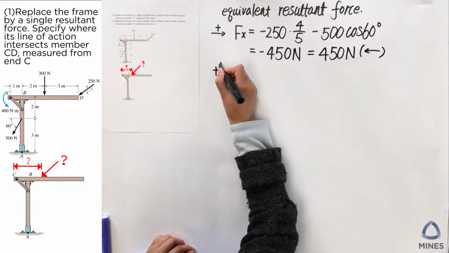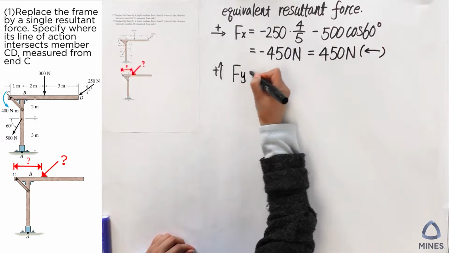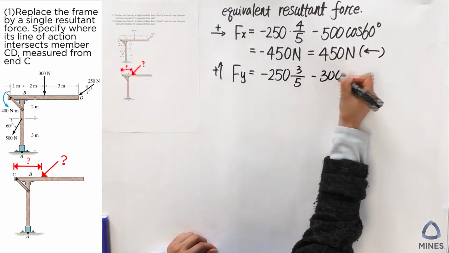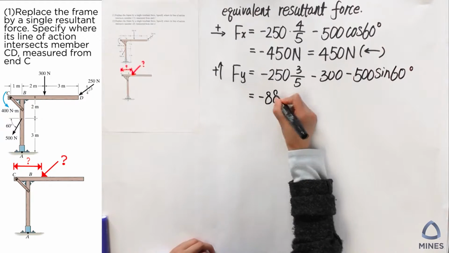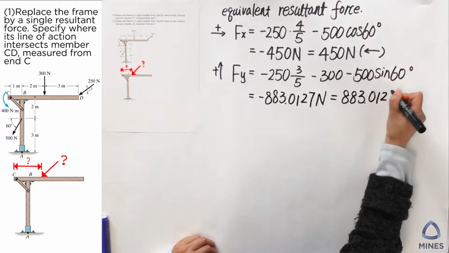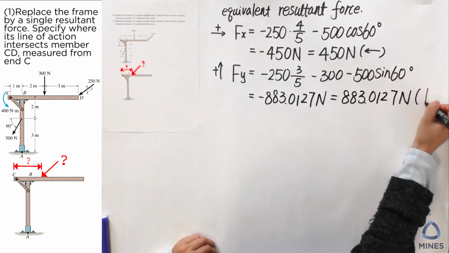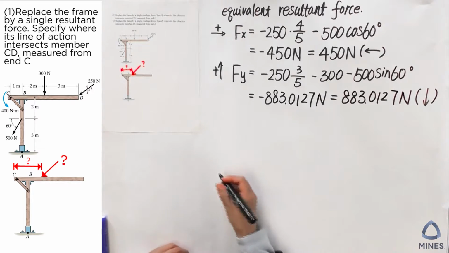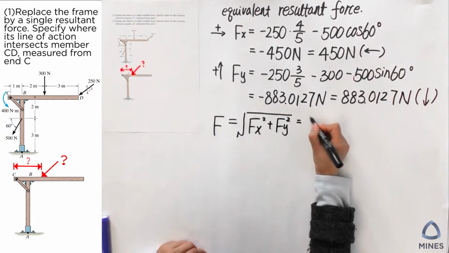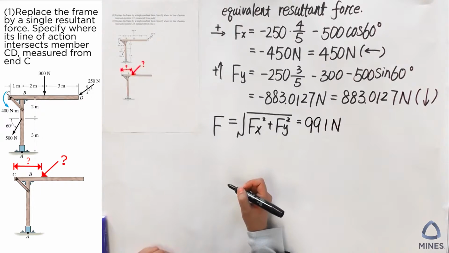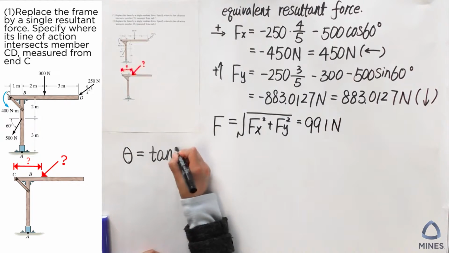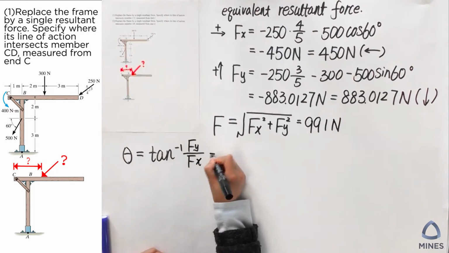And then if we say going up will be positive, we can try to summarize all the forces in the y direction. Again, we had a negative value, which means the y component is also going down. So we can try to calculate the magnitude of the total resultant force. And then for this force, we also need to identify which direction that is going to be.